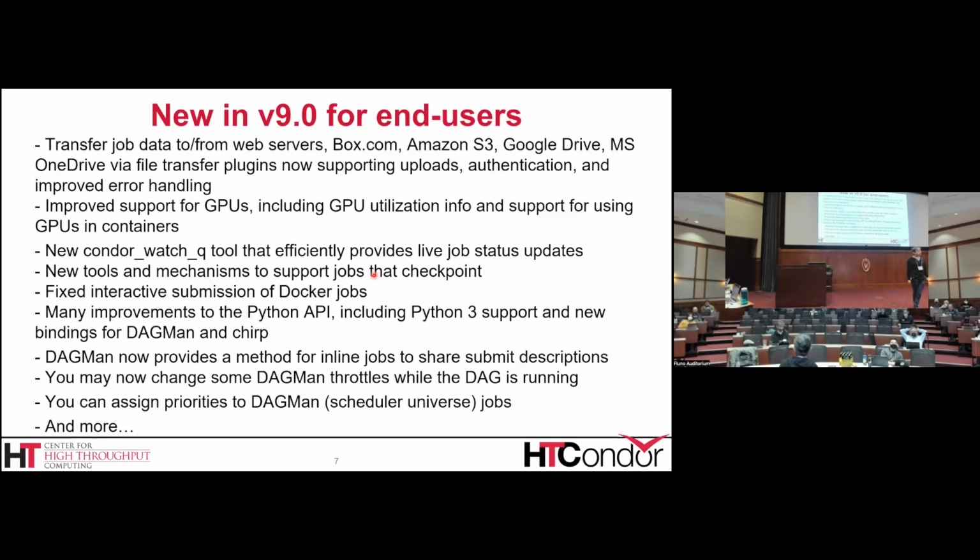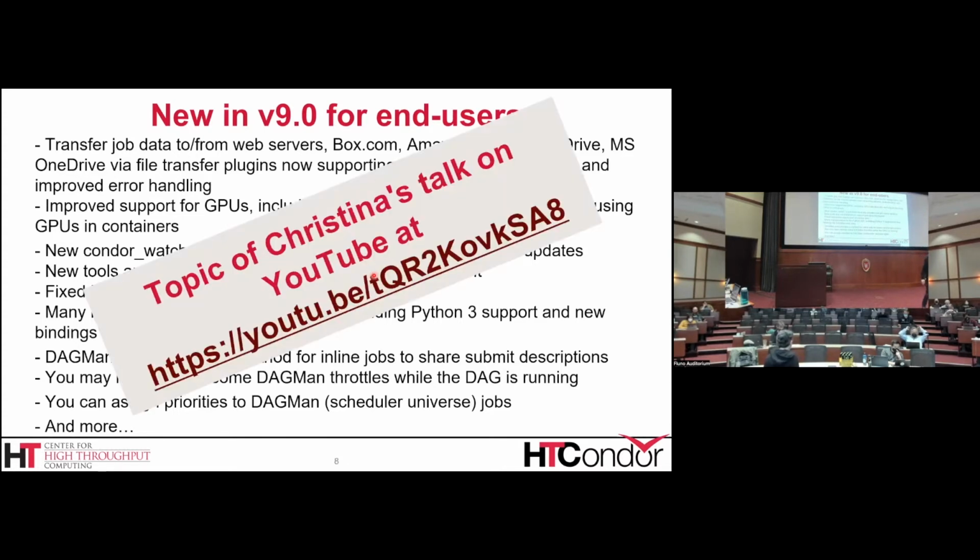So what was introduced new in 9.0 for end users? The answer is a lot. Transfer job data to and from Amazon, Google Drive, OneDrive, improved support for GPUs, new tools like condor_watch_q, improvements to the Python bindings, including bindings for DAGMan from Python, lots of stuff. But you can watch on YouTube at the URL I have here of Christina going over everything that is new from a user perspective in 9.0.